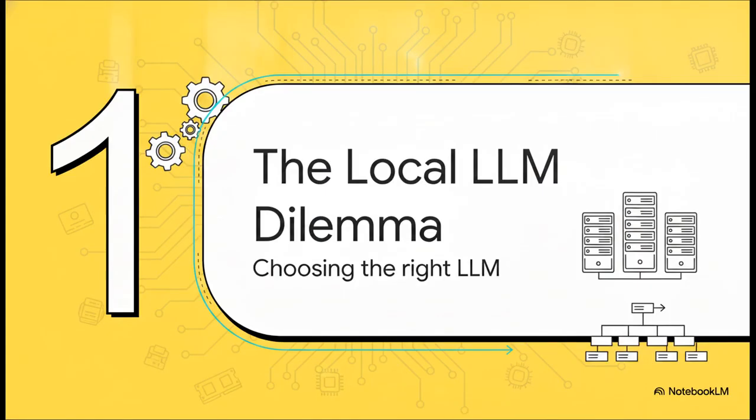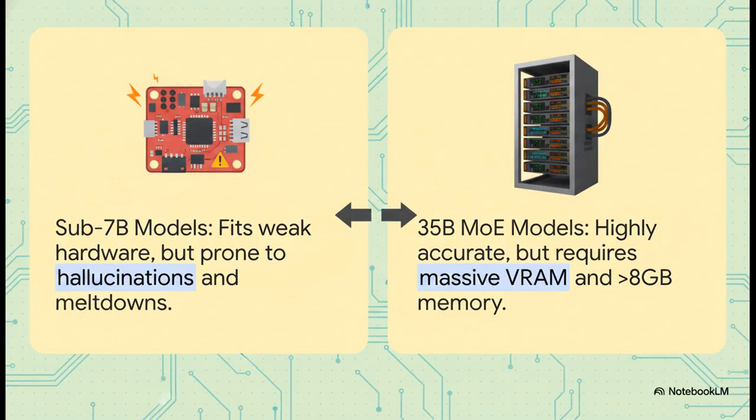Let's set the stage by looking at the core problem facing every single home lab enthusiast and self-hoster out there right now. If you've spent any time running local models, you know exactly what I'm talking about. It's that frustrating hardware trade-off. On one side, you've got your tiny sub-7 billion parameter models. Sure, they fit perfectly on weak hardware like a Raspberry Pi, but the second you try running something complex, like hooking them up to an agent harness for your Docker socket, it just devolves into an absolute mess. We're talking massive hallucinations, infinite loops, or literally just a full-on system meltdown.